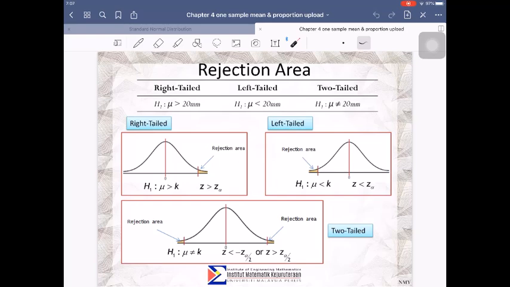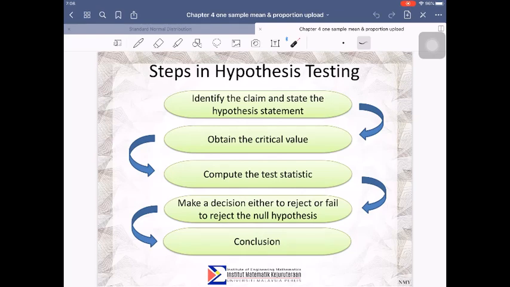For each rejection area, we have rules. Right tail: if the Z that we calculate is greater than Z alpha, we reject our null hypothesis. For left tail, if our Z that we calculate is less than negative Z alpha, we're going to reject our null hypothesis. Then, if we have a two tail test, we reject our null hypothesis if the Z that we calculate is less than negative Z alpha over 2, or greater than Z alpha over 2.